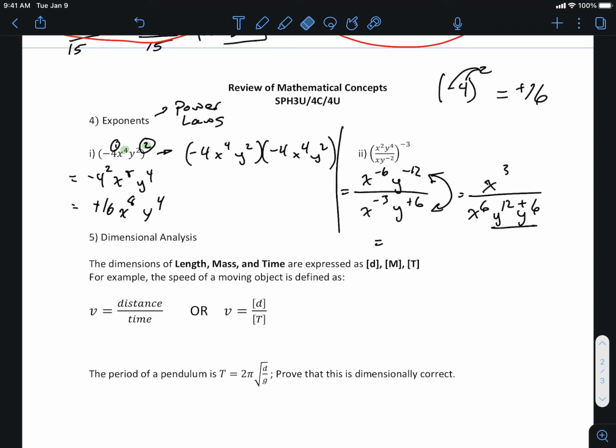There's one other thing you can do. 3 of these cancel with 3 of those, and you're going to be left with 1 over x cubed y to the 18. Right? Any problems? It's a little bit harder of a question because the negatives are in there.